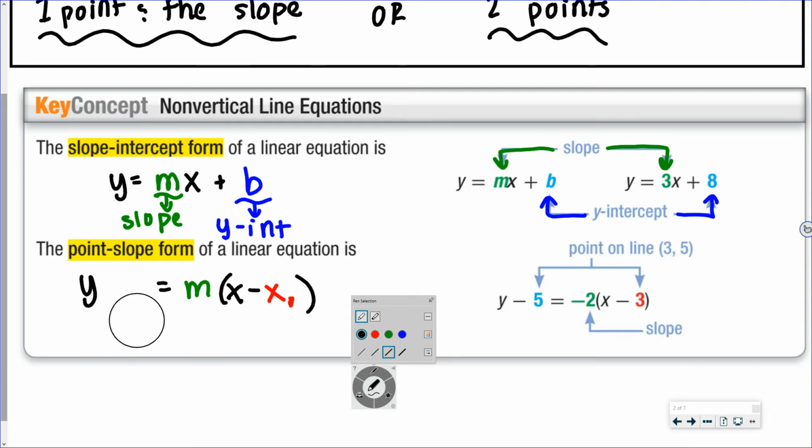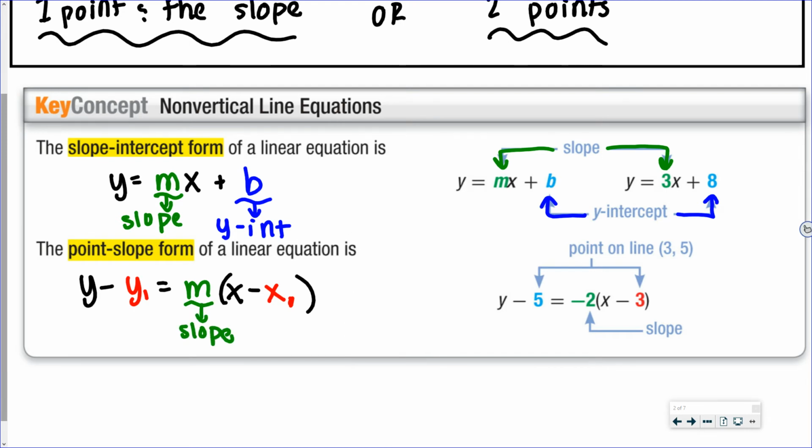Do you guys remember this one? Cool. M is still our slope. Special letter, that's still our slope. And what's cool about this one is you can use any point on the line. And that's what x1 and y1 represent. They represent a point. I'm trying to get my red marker. Red marker doesn't work. x1, y1 is a point.